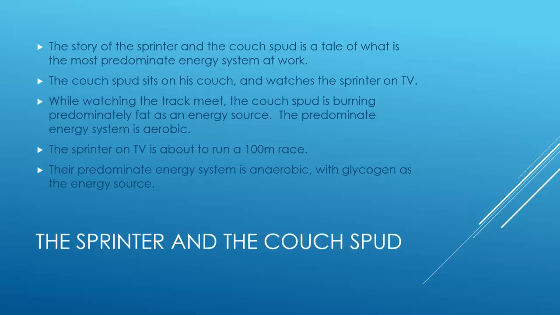So with that stated, the way I always describe the combination between aerobic and anaerobic is this. You have the sprinter and the couch spud. On TV, you have somebody who's about ready to run a 100-meter race. Meanwhile, there's a person at home sitting on the couch watching the race on TV. If you think about the two of them, you have two predominant energy systems at work, one of which is a fat-burning energy system, and the other is glycogen, or carbohydrates, depending on how you want to say it. I'll use those two interchangeably.